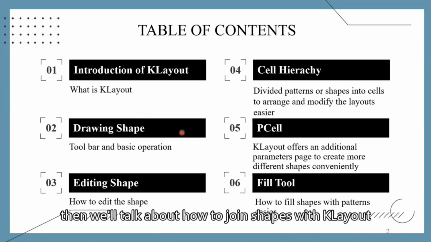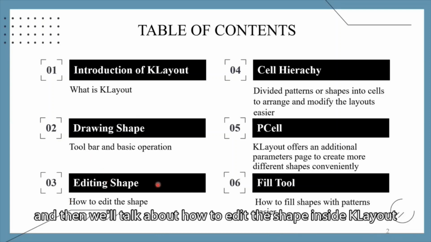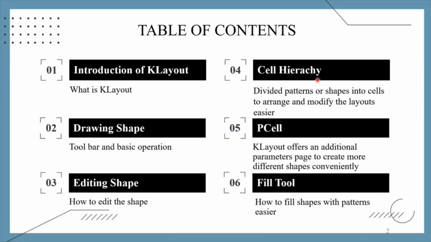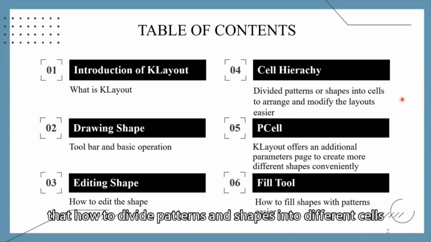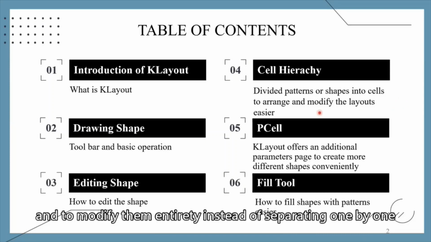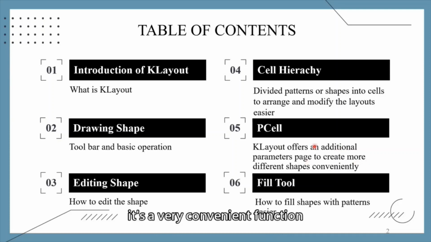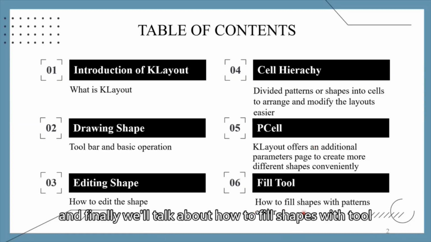Then we'll talk about how to join shapes with K-layout. And then we'll talk about how to edit shapes inside K-layout. And we'll talk about the cell hierarchies, like how to divide patterns and shapes into different cells and to modify them entirely instead of separately one by one. And after that, we'll introduce how to use P-cell. It's a very convenient function. And finally, we'll talk about how to fill shapes with the tool there.